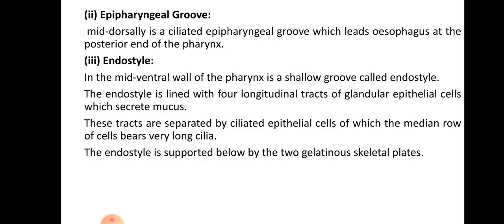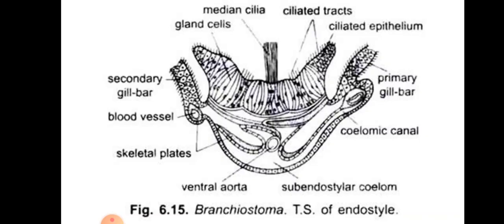This endostyle is a hypobranchial tract. Why hypo? Because it runs towards the ventral side, or it extends mid-ventrally along the entire floor of the pharynx. It forms a shallow groove with four longitudinal tracts of mucus secreting gland cells alternating with 5 tracts of ciliated cells.